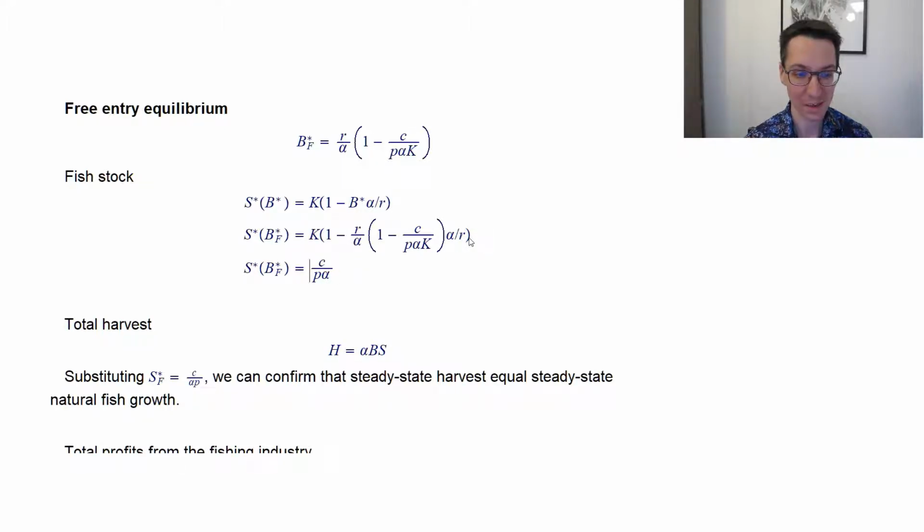So it looks like, by the way, this S star of B star F, let's just go ahead and define this as S star F simply. S star of B star F is S star F, just to simplify. So what have we found? Well, we have found that the equilibrium number of fishes in the ocean is a function of the real cost of fishing and the efficiency of fishing. That's it. So does that make sense to you?